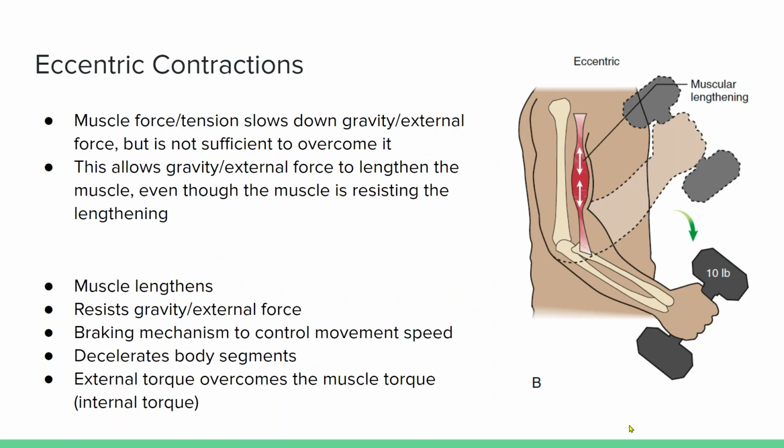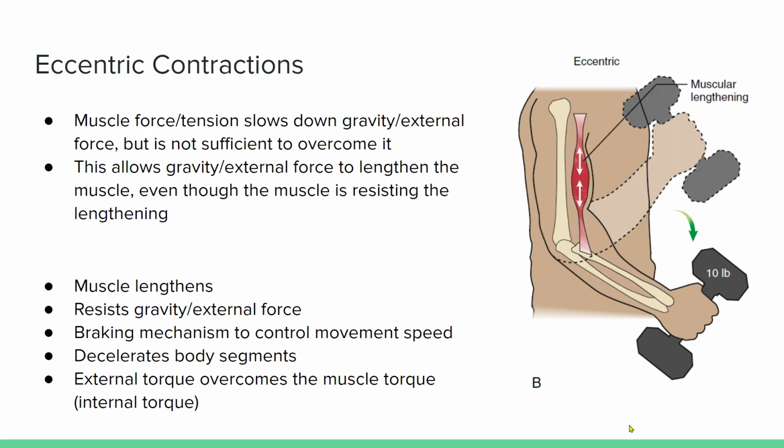Eccentric contractions are kind of the opposite, that the muscle force or tension slows down gravitational or the external force, but it doesn't overcome it. This allows gravity and the external force to lengthen the muscle, even though the muscle is resisting lengthening. So in the example on the right, it's like the down phase of your bicep curl. So you're lowering the weight, so you're extending your elbow, and the muscle is activated and trying to shorten, but the weight is overcoming it, so the muscle is active and lengthening, which is an eccentric contraction.